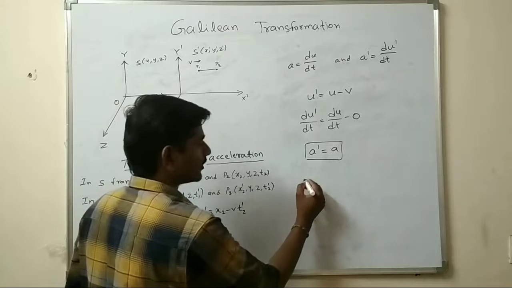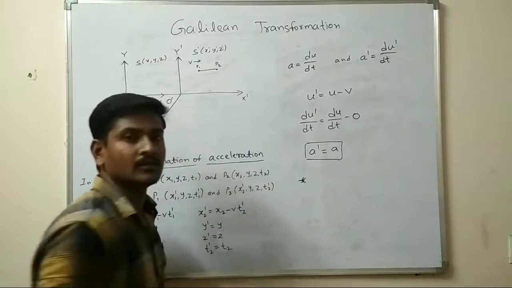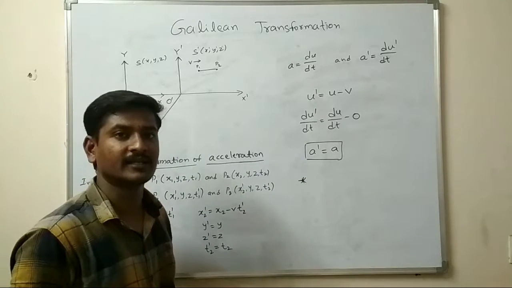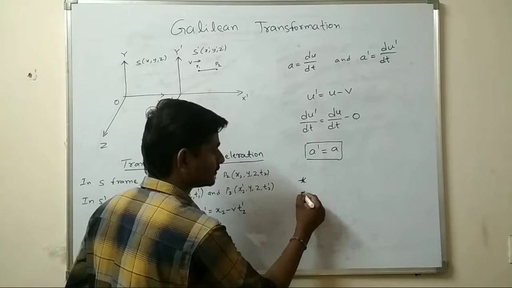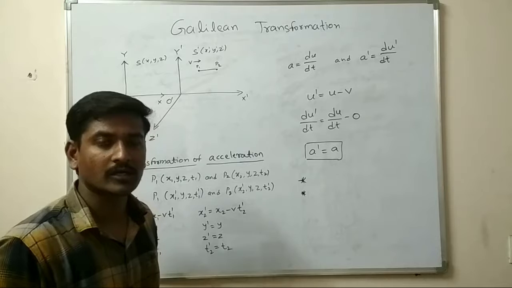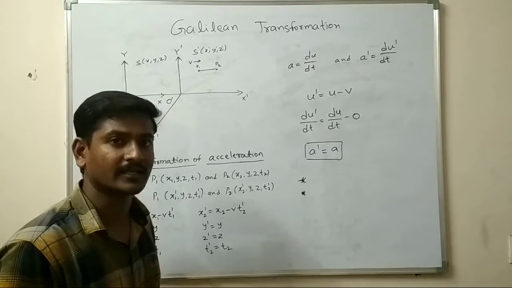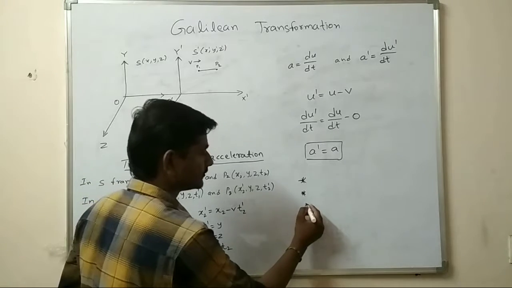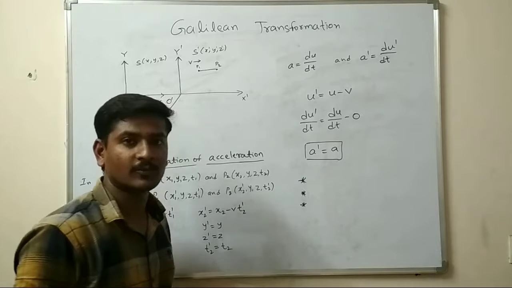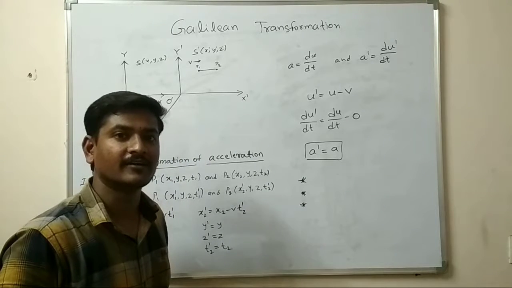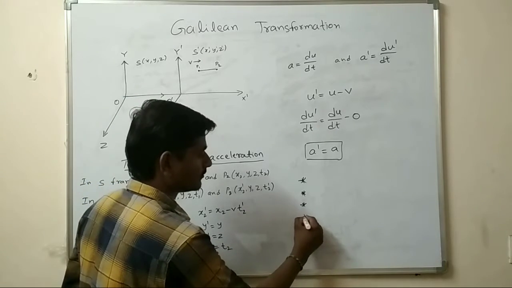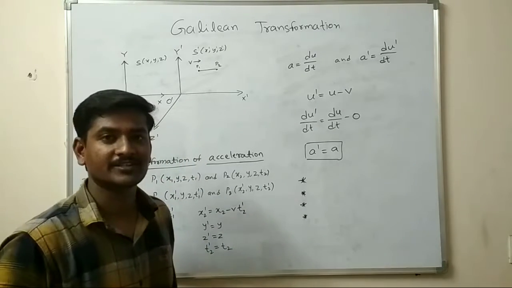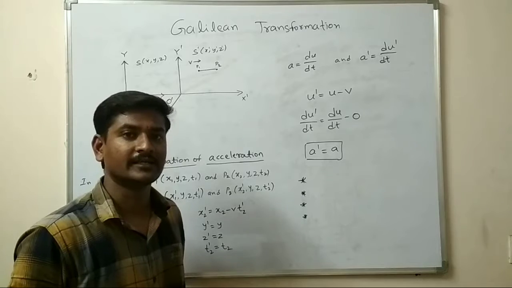Okay, so what to remember? The position is variant in the Galilean transformation. Second point, the distance or the length is invariant in the Galilean transformation. Third point, the velocity is variant in the Galilean transformation. Fourth point, the acceleration is invariant in the Galilean transformation.